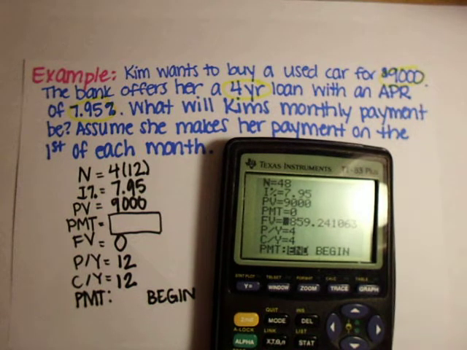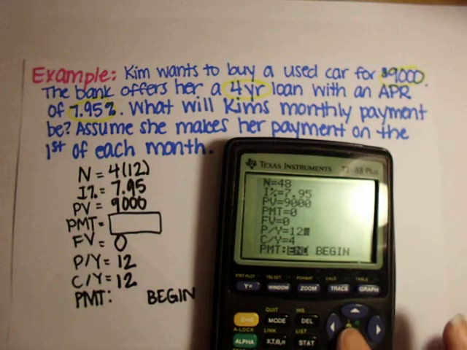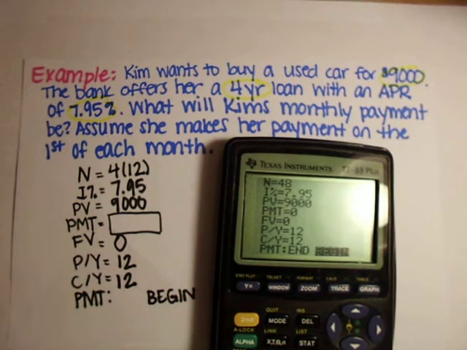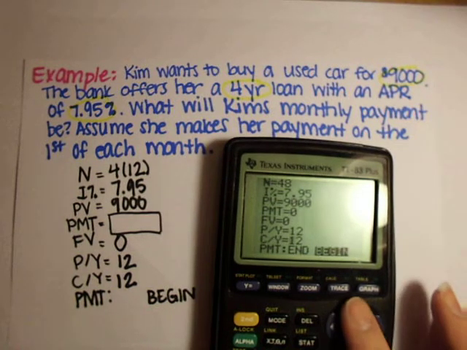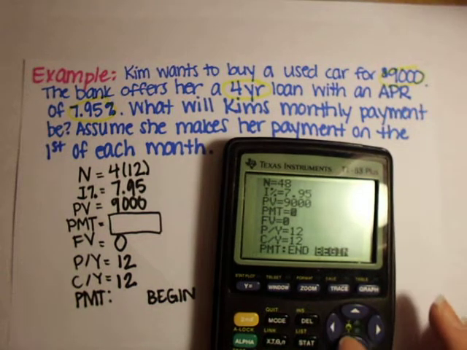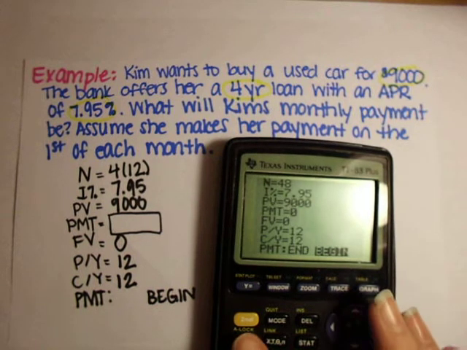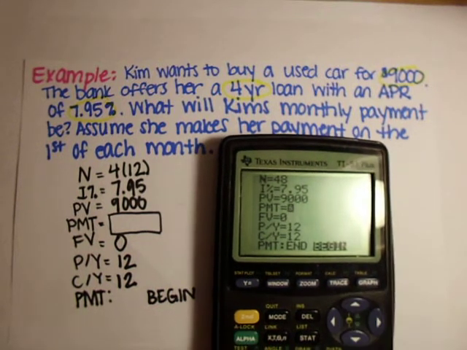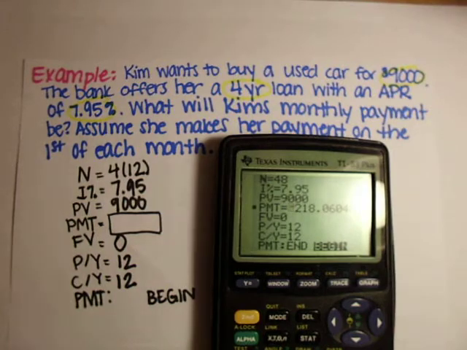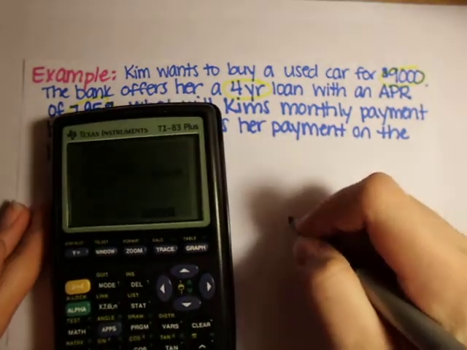The future value, we want the loan to be gone. Payments per year is 12. Compoundings per year is 12. I'm going to change this to begin. Don't forget to change it to begin if stated this way. So now, to solve for her payment, we're going to highlight the payment, hit alpha, and then enter. And we'll see that it'll be $218.06.